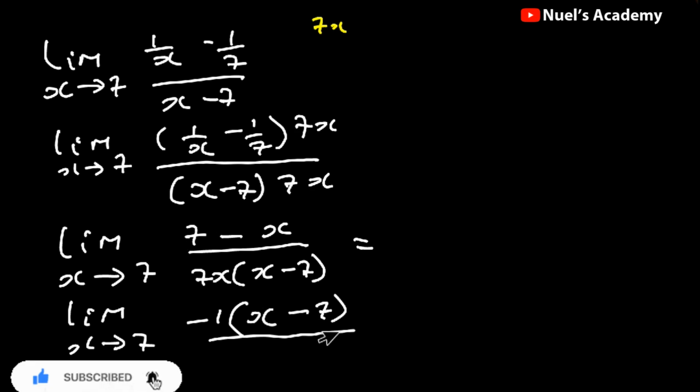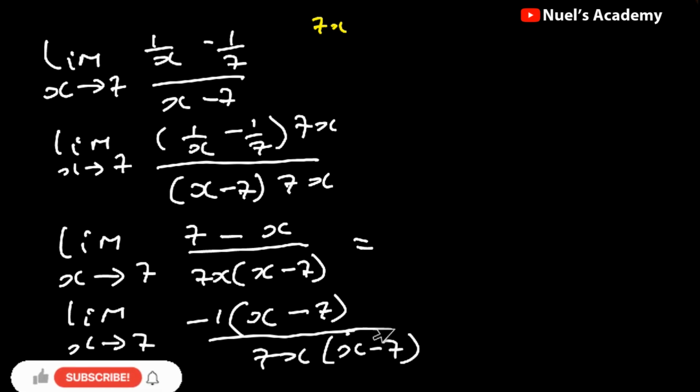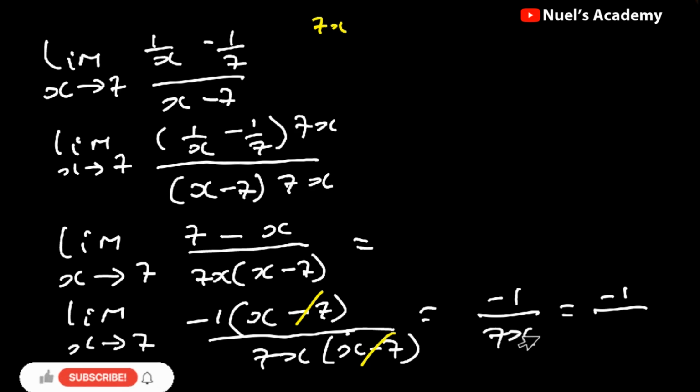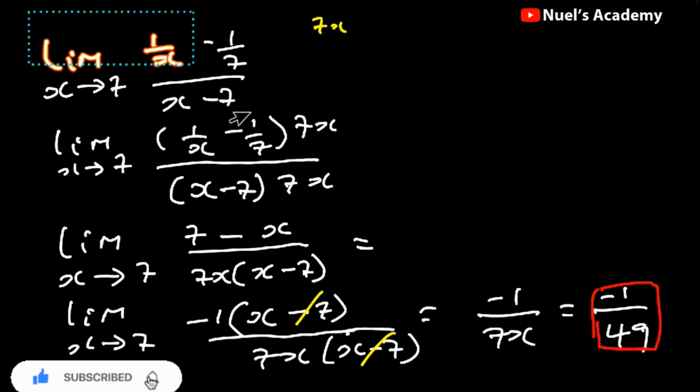Then we have over 7x multiplied by x minus 7. So as you can see, x minus 7 and x minus 7 have cancelled. Then we are left with minus 1 over 7x. Now if we plug in x equals 7 into this, we're going to have minus 1 over 7 times 7, which is equal to 49. And then minus 1 over 49 is the answer to this given question. Let's go ahead and solve another question.